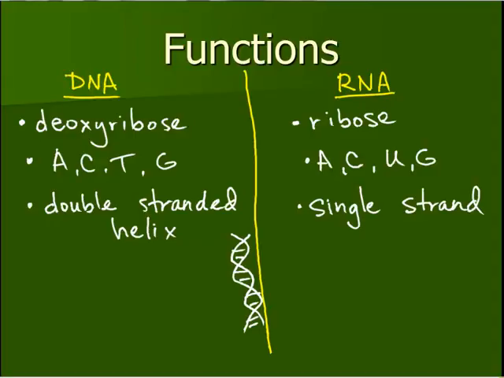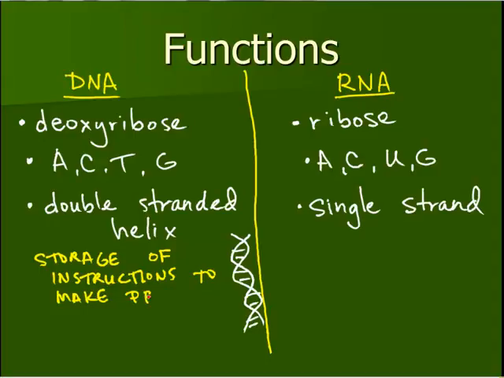DNA's purpose is storage. Storage of instructions to make proteins. And remember, proteins are variable and complex. So we need an entire recipe book just to figure out how to make the proteins we need. And there's literally hundreds of thousands of different kinds of proteins being used by your body. RNA is more for the transport of those instructions to make proteins.